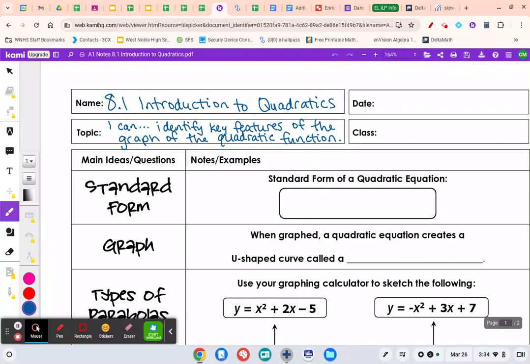Hello, today you guys will be learning 8.1 Introduction to Quadratics. Your learning target is: I can identify key features of the graph of the quadratic function.